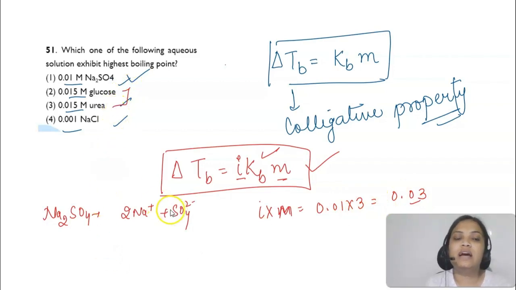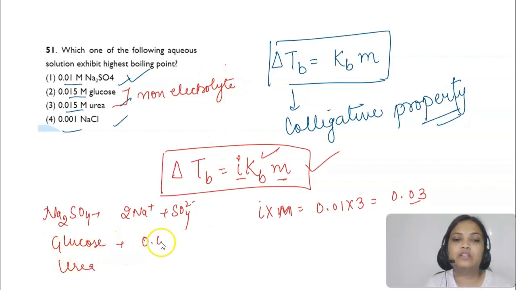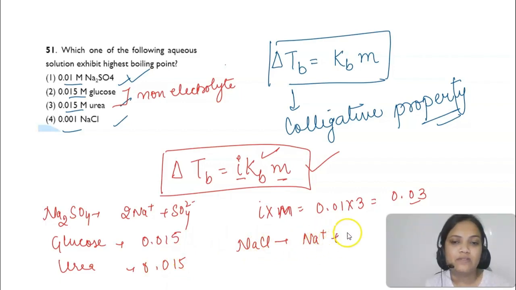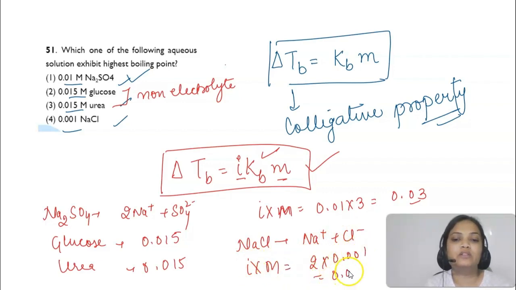Now glucose and urea are non-electrolytes, meaning they will not ionize. So for glucose and urea, the value will remain the same, that is 0.015 and 0.015. And NaCl will ionize as Na positive and Cl negative, so the value of I is 2. So I into M will be 2 into 0.001, so it will be 0.002.